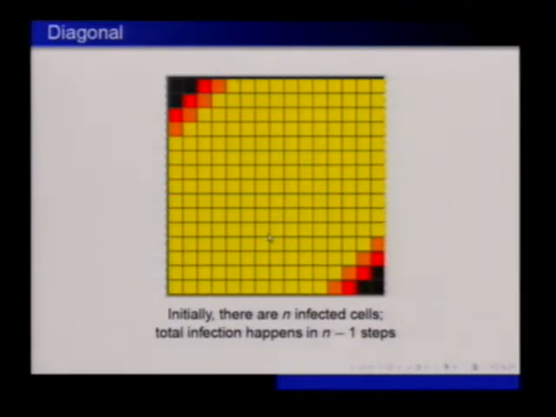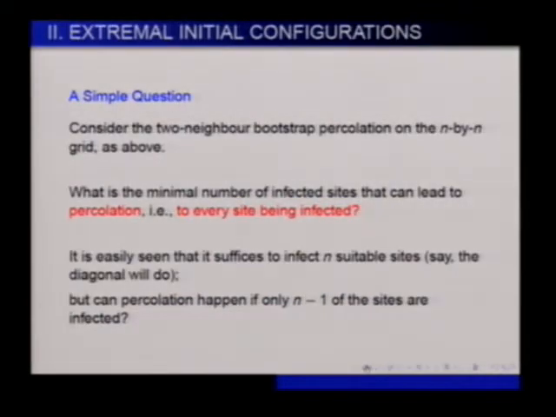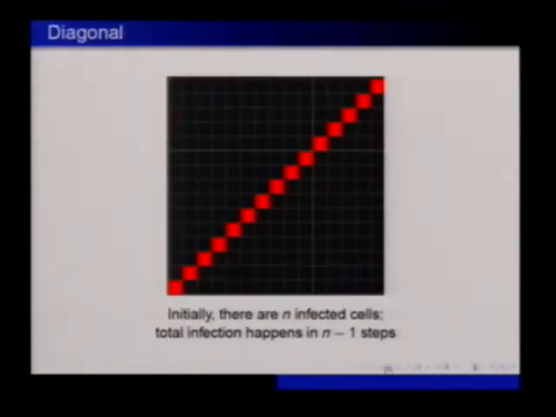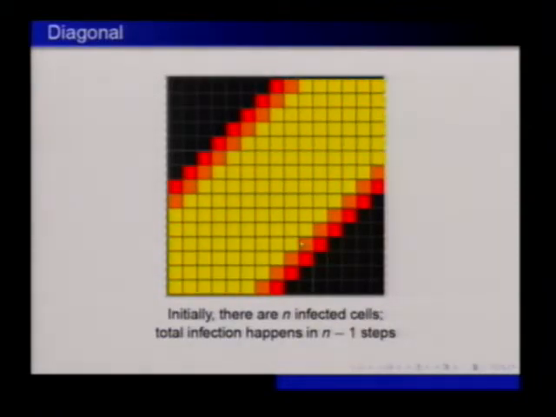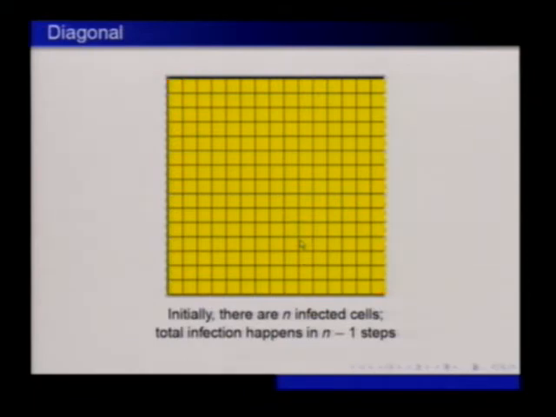So if you start with an infected diagonal, let me try it again. If you start with an infected diagonal like this, then in the next round, the two neighboring diagonals will be infected, and so on. So certainly in n-1 steps, everything will be infected. Okay, so far so good. Utter triviality.